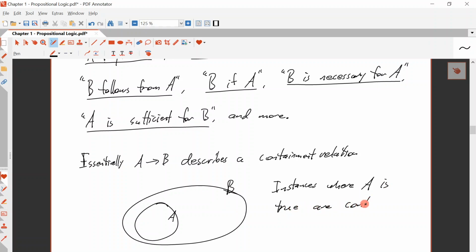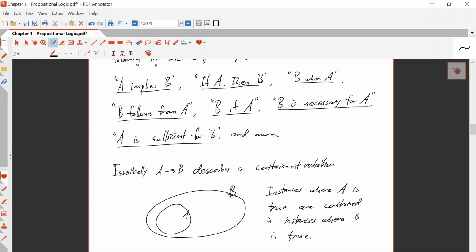A implies B describes a containment relation: instances where A is true are contained in instances where B is true. If A is true, then B is true. If you've got something inside A, then that something is inside B. B is necessary for A because whenever you fall inside A, you also fall inside B. You're inside B if you're inside A. Let's go through them one by one.